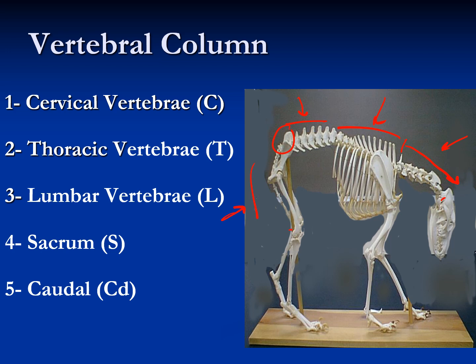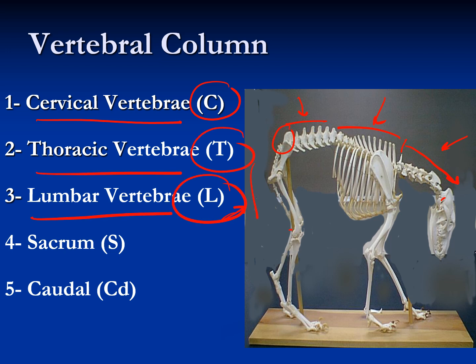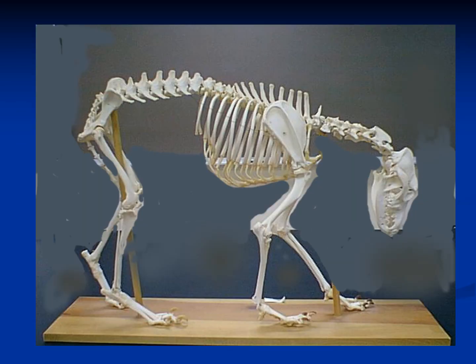And usually they give the abbreviation C for the cervical vertebra, T for the thoracic vertebra, L for the lumbar vertebra, and S for the sacral, and for the caudal they give it the letters CD to differentiate it from the cervical vertebra. So we start from the cervical, thoracic, lumbar, and this area here we have the sacral, and in the tail we have the caudal vertebra.